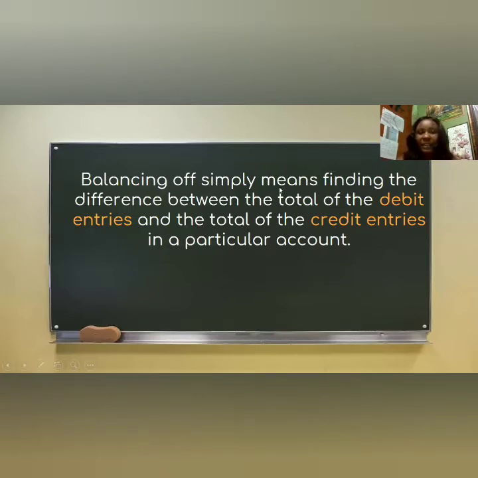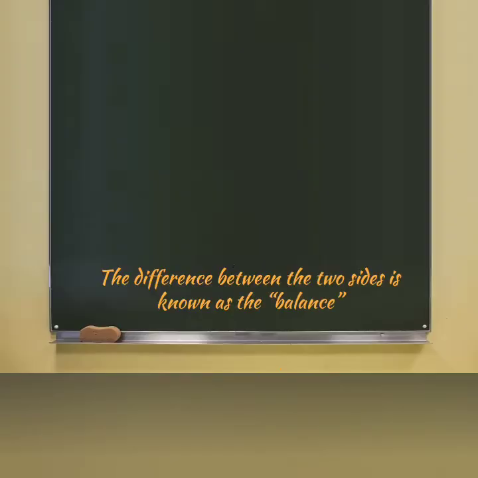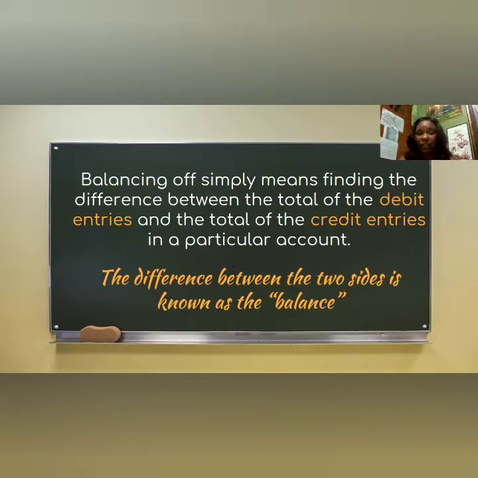Okay, so balancing off simply means finding the difference, which is subtracting, finding the difference between the total of the debit entries and the total of the credit entries in a particular account. Now, to do this, you must know what are debit entries and what are credit entries. Now, your debit entries are written where? On the debit side of the account. Awesome. And your credit entries are on the credit side of the account. The difference, when you subtract the credit entries from the debit entries, what you get is called a balance.